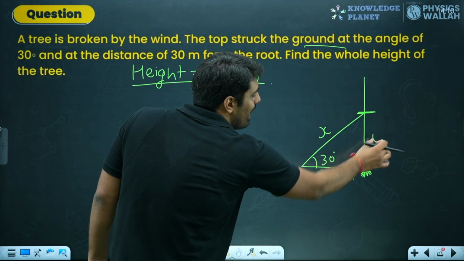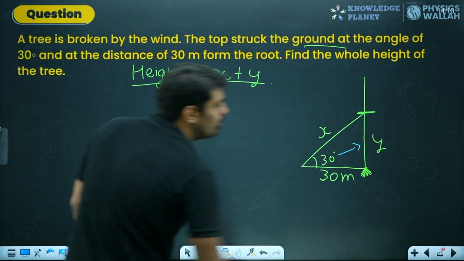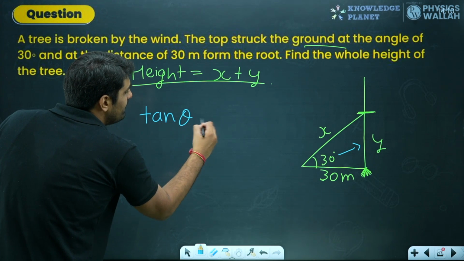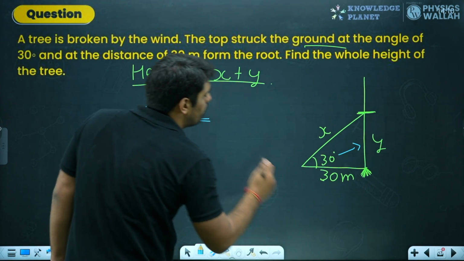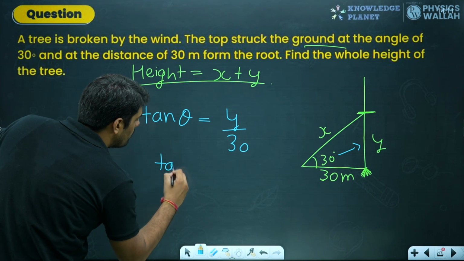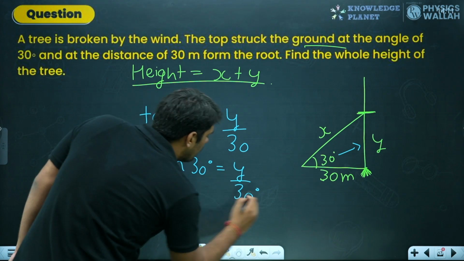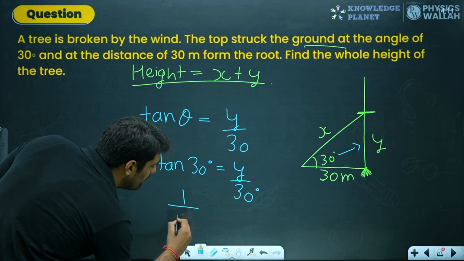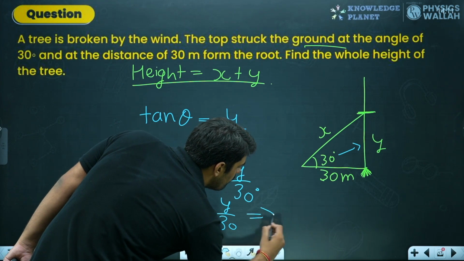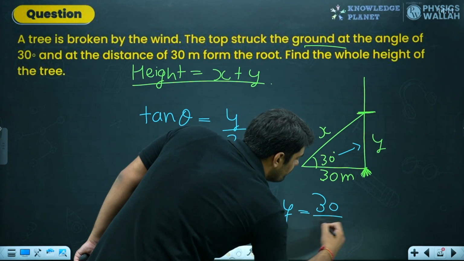We have this as y, this as the base. Let me say this is the opposite side because this is exactly the opposite side. So I will use tan theta, which will be perpendicular over base. So y upon 30. Theta is 30 degree. tan of 30 degree equals y upon 30. From here, putting the value of tan theta, that is 30 degree, 1 upon root 3 equals y upon 30. From here, the value of y will be equal to what? 30 going on this side, so 30 upon root 3.